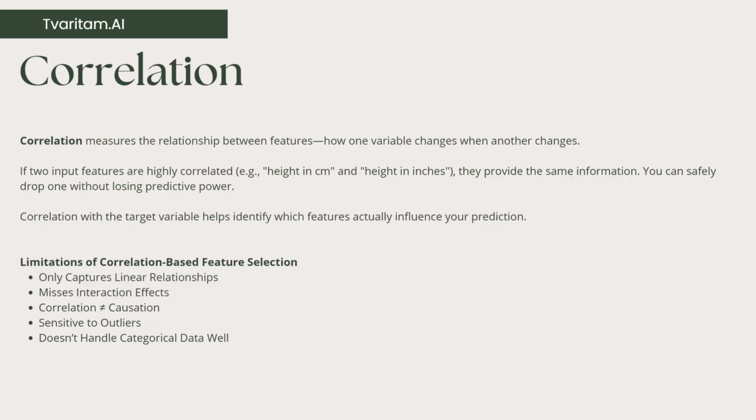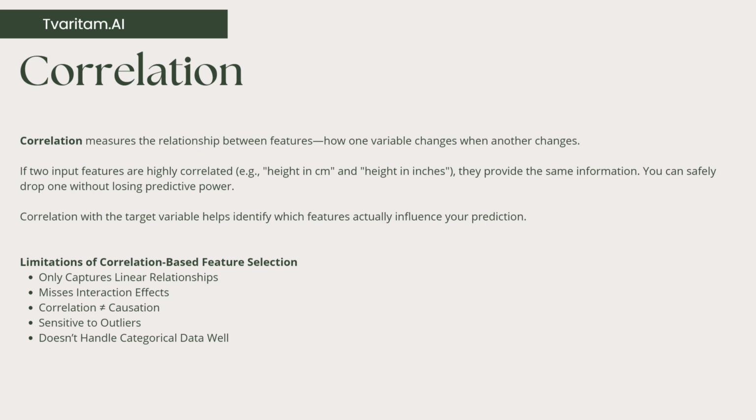Using correlation to select features is a common approach, and it usually works with two types of variables. First is your input features and the target feature. For correlation between input features and the target feature, features that show a meaningful relationship with the target variable are generally considered important and should be considered for retention. Second is correlation between input features themselves.